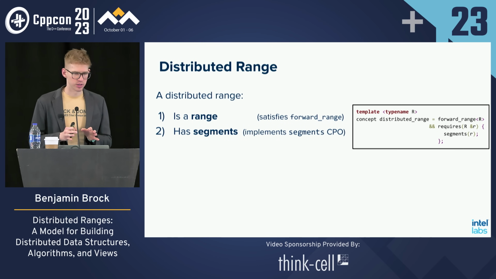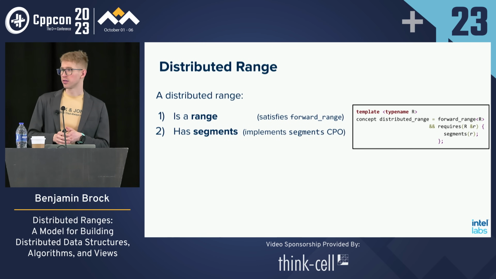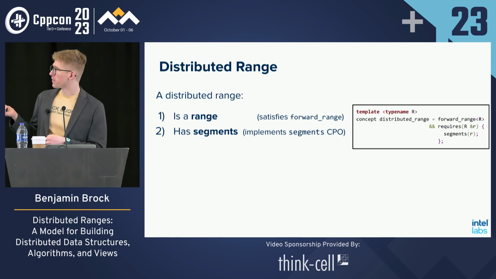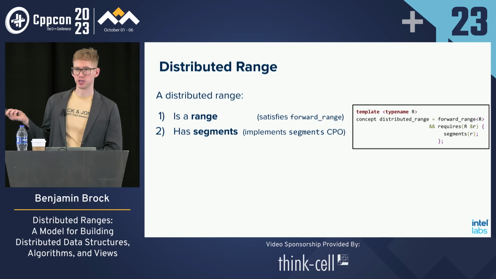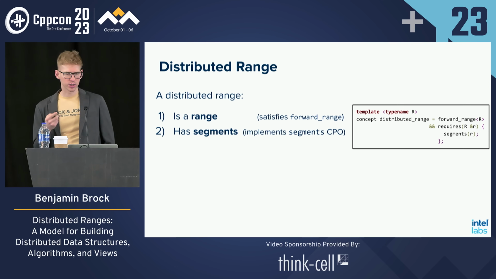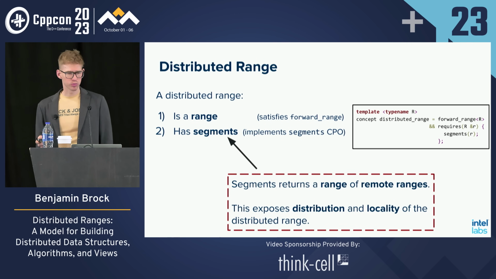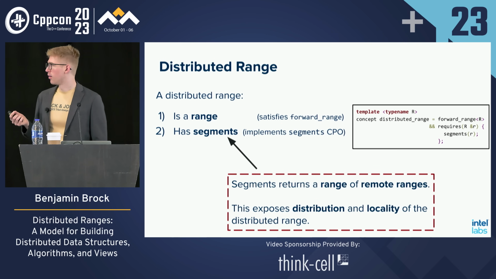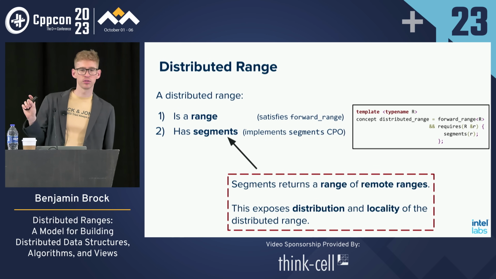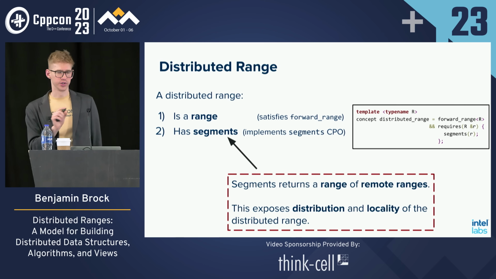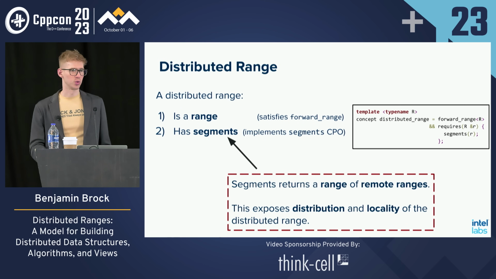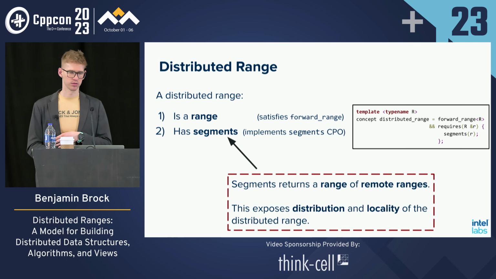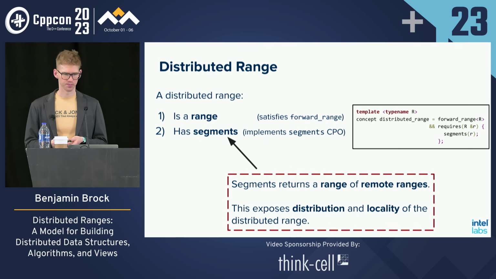Now, a distributed range also only adds one thing. It itself must be a range, but it also has a segments customization point. What the segments customization point does is it returns a range of remote ranges. This exposes the distribution and also the locality of the distributed range. So essentially, you see all of these different segments split up over the different ranks that you have in your computation.